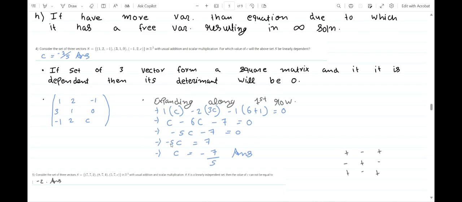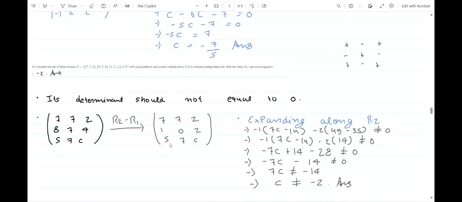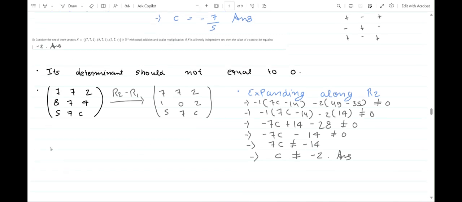Let's move forward and see the fifth question, which says that there is a set S of 3 vectors in R3 with usual addition and scalar multiplication. If S is linearly independent, then what value of C cannot be equal to? In this question, we have to find a value of C for which the vectors are dependent. We will do the same method as we did in the last question.